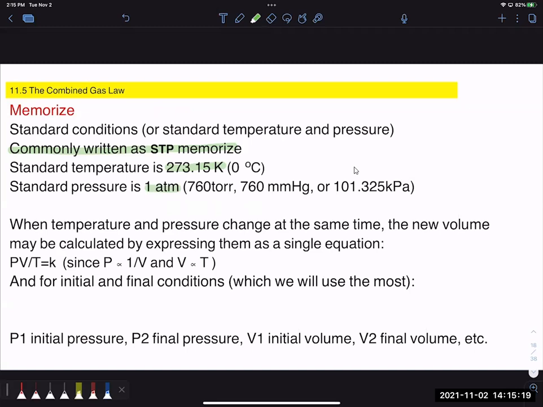So there'll be a lot of stuff where it's, oh, you've got a balloon at STP and it's heated up to 100 degrees Celsius at the same pressure. How big is the balloon? You know, that kind of question. So we can combine all of these equations though.